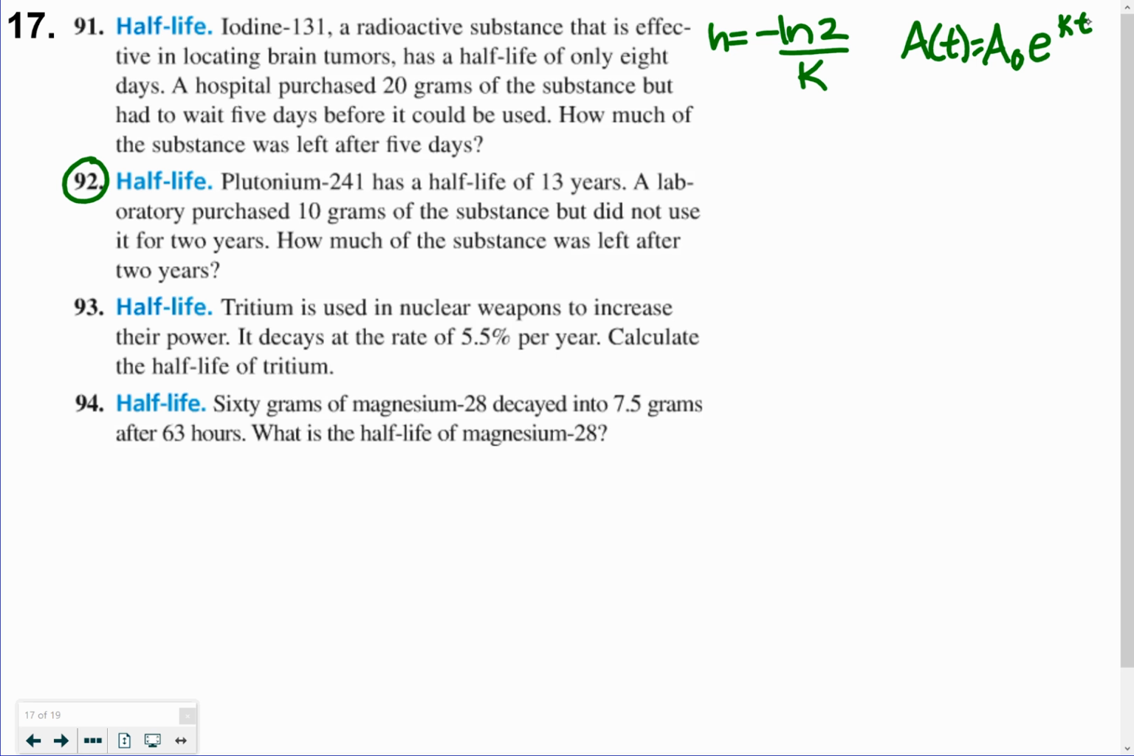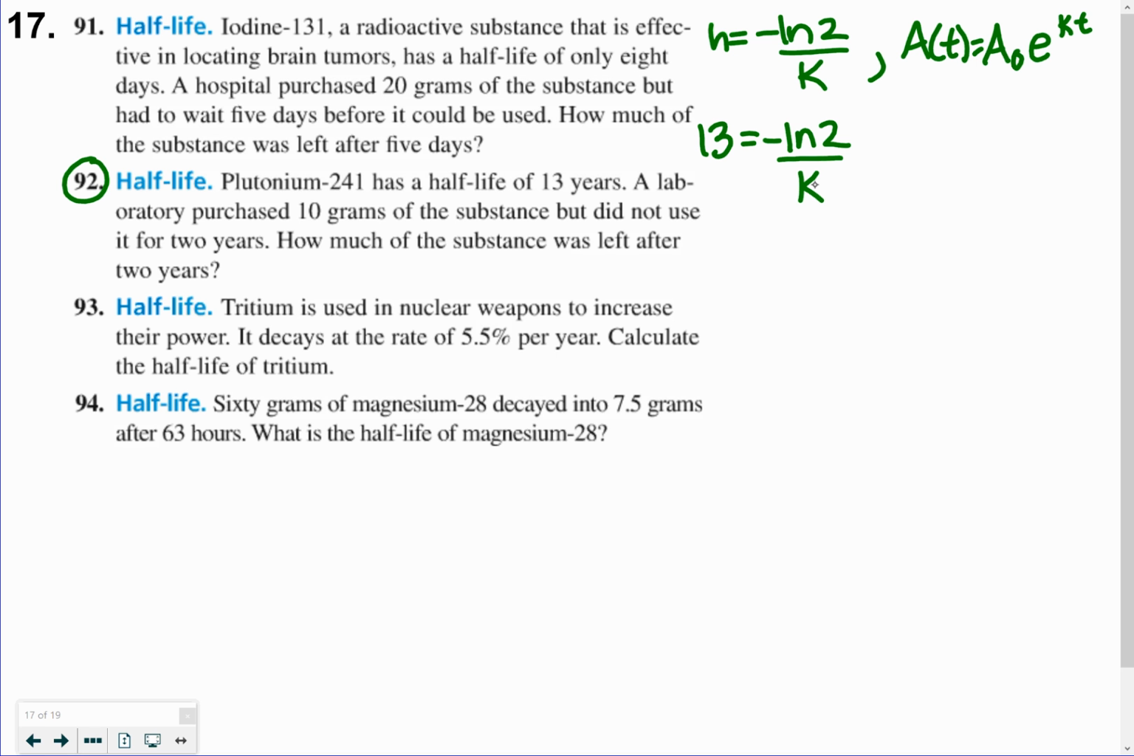So A sub 0 is your starting amount, A of t is your ending amount, e of course is e, k is that growth rate again, t is time in years. K, remember, will always be a negative number in these problems because it is always exponential decay when we're talking about half-life. All right, so in this problem, it says plutonium-241 has a half-life of 13 years. That's my H. 13 equals negative natural log 2 over k.